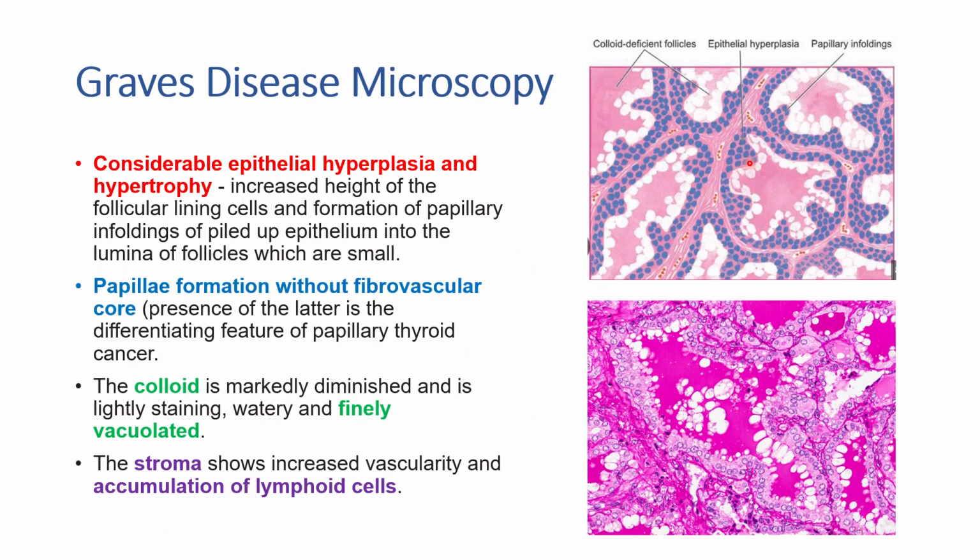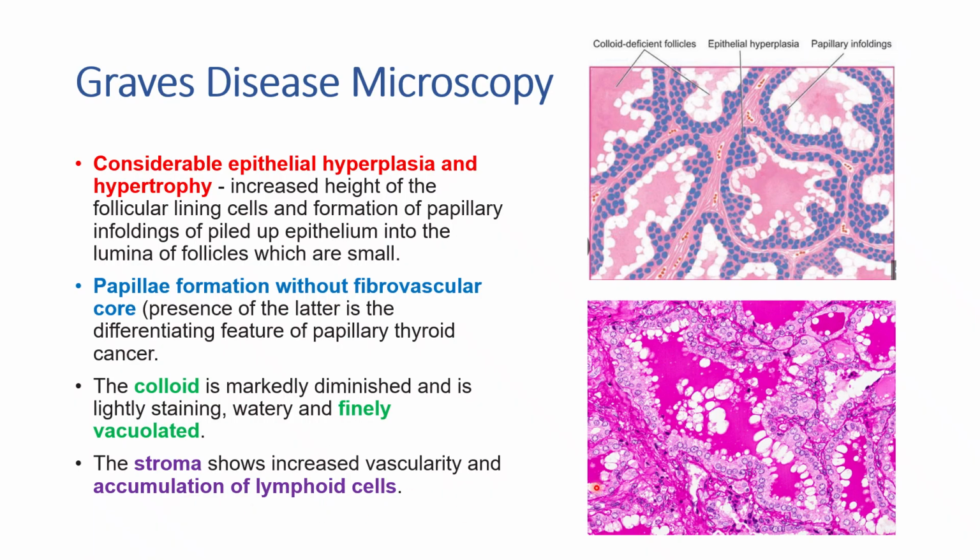Then there is epithelial hyperplasia. That means there is an increase in the number of epithelial cells which are lining these follicles, and there are papillary enfoldings. Papillae formation without fibrovascular core. Now students, please pay attention. Presence of the latter is the differentiating feature of papillary thyroid cancer. Colloid is markedly diminished and is lightly staining, watery and finely vacuolated. Stroma shows increased vascularity and accumulation of lymphoid cells.